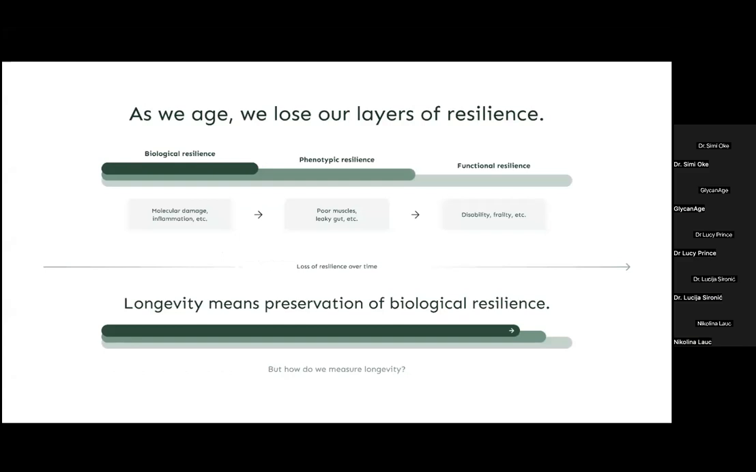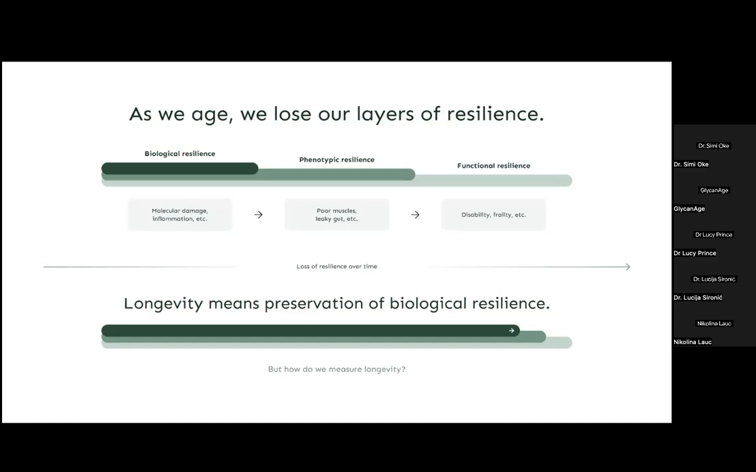Okay, so we'll just jump straight in with some very basic info on aging. What we understand from the science around aging is that aging happens in stages. If we take the example of someone with heart failure, from a functional point of view, in the late stages of disease we start to see a loss of functional resilience. You might begin to see disability, frailty, reduction in exercise tolerance.